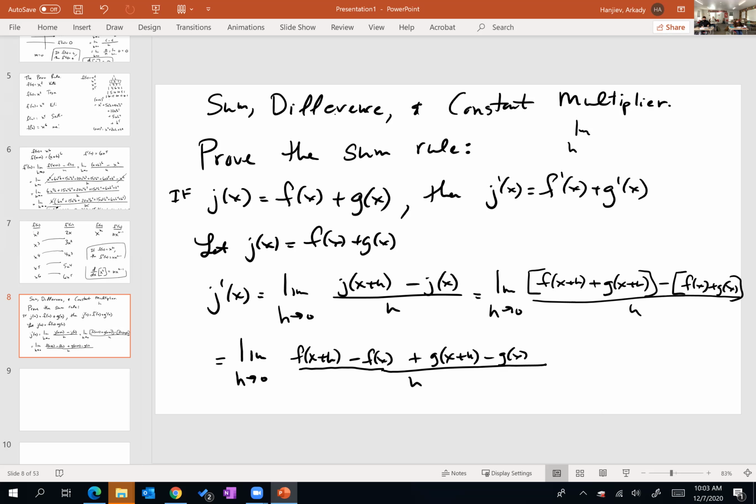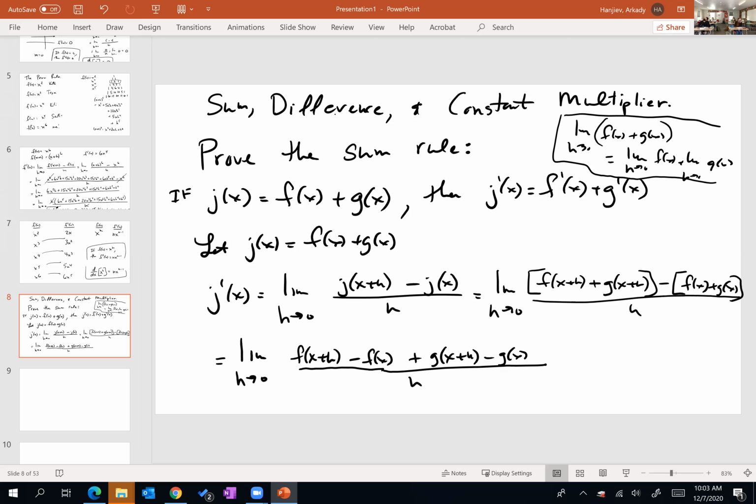The limit as h goes to 0 of f of x plus g of x is the same thing as the limit as h goes to 0 of f of x plus the limit as h goes to 0 of g of x. I can split limits by additions. You guys remember that from a long time ago in the same classroom.